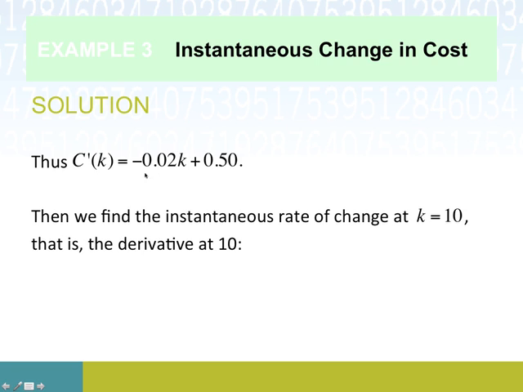But remember, our task wasn't just to find the formula for the derivative. What we wanted to know was the instantaneous rate of change when we're producing 10 quarts. In that split second, we take a picture right when we've produced 10 quarts. How quickly is our cost function changing? But that just means we take our derivative function and plug in 10 for our input variable. So c prime of 10, all right, replace k with 10. A little bit of simplification later.